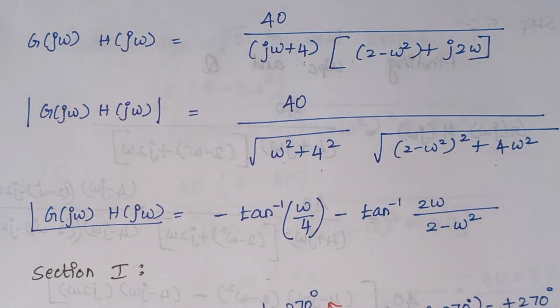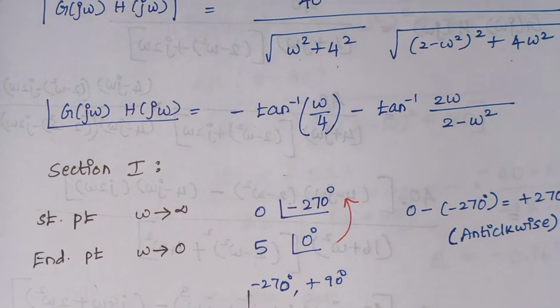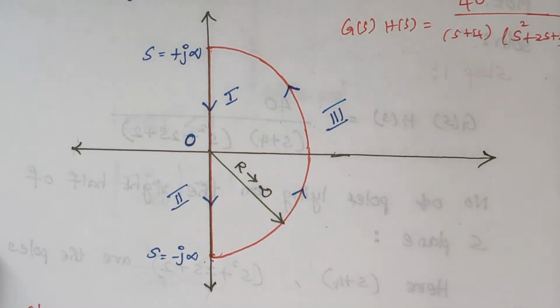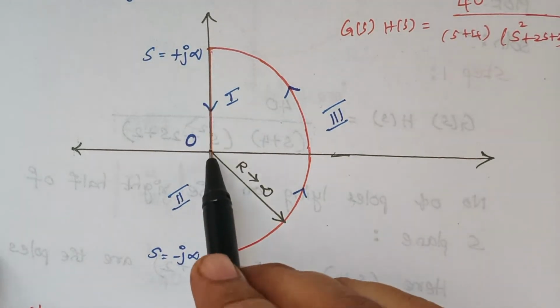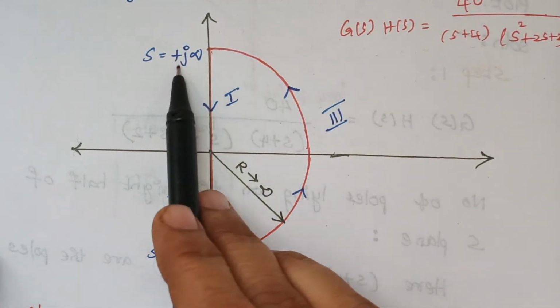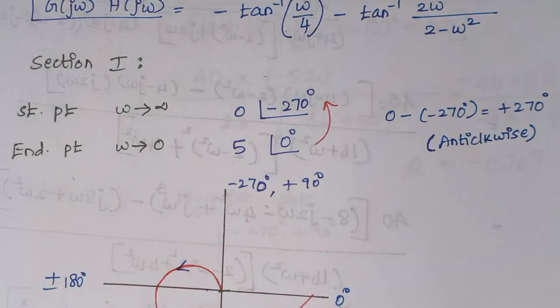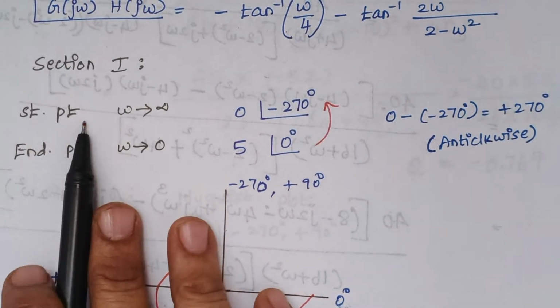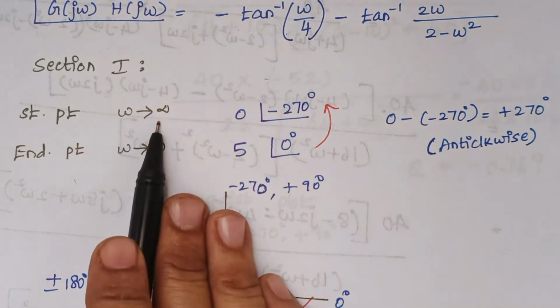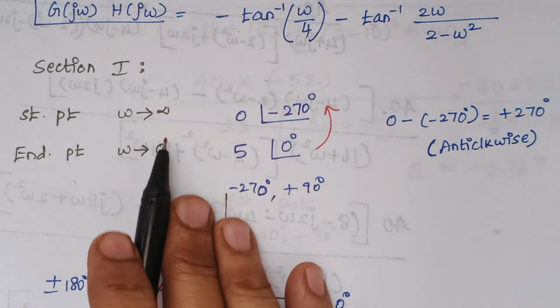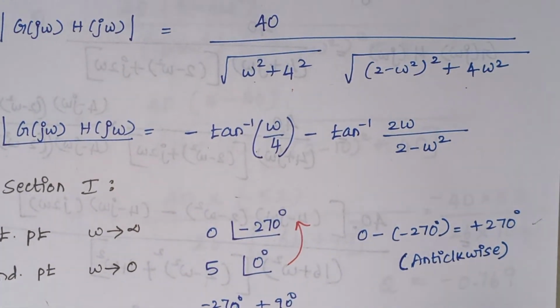And now we are going to analyze each and every section. So just consider our section 1. This is our section 1, right? Its starting point is plus j infinity and it ends at 0. So here, substitute the values. At the starting point omega is infinity and at the ending point omega is 0, right? Just substitute the values in these expressions again.